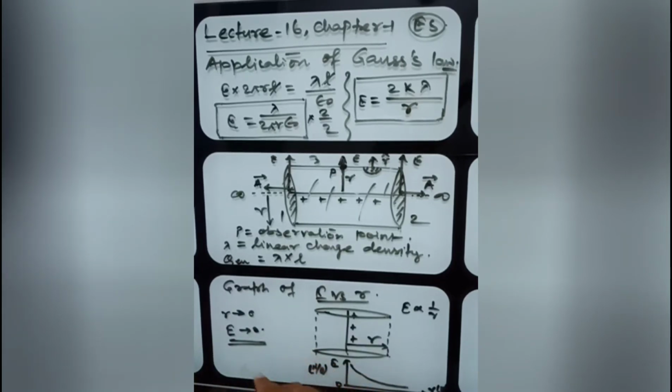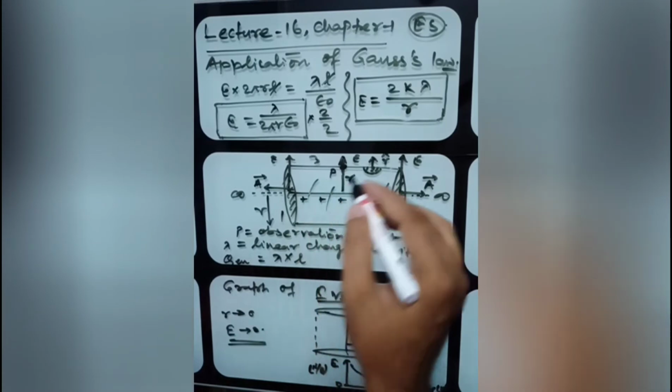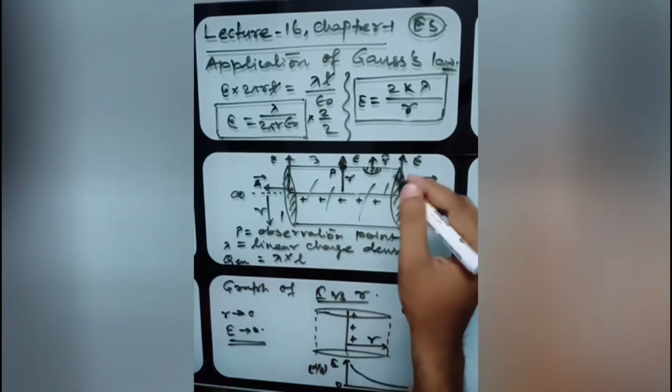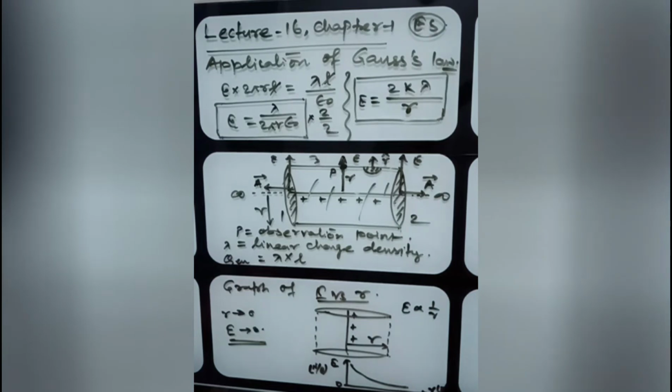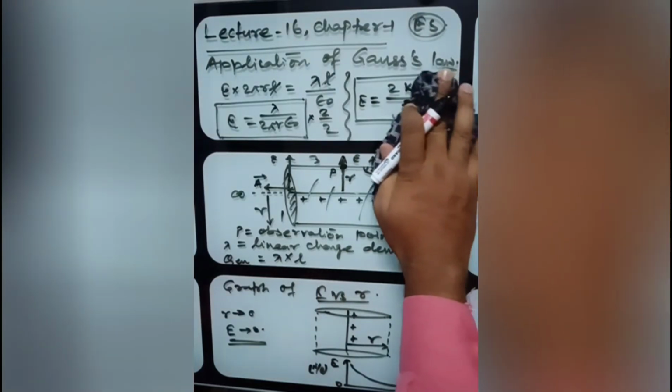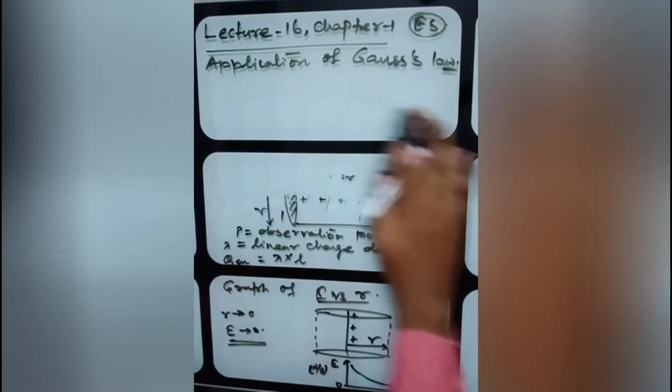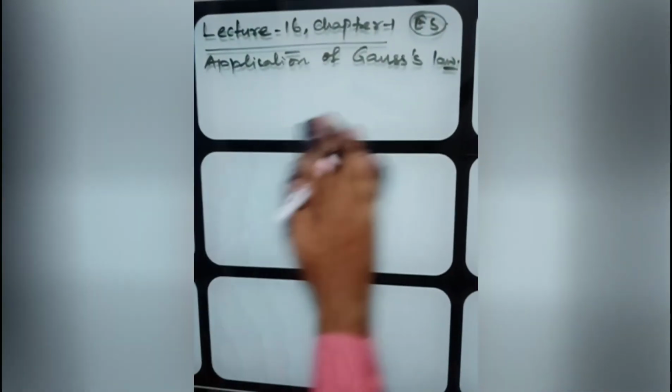Okay students, so this was the application. In the first application we studied how to find the electric field due to this charged linear conductor. Now the next application, students. In your NCERT there are 2 numericals you can solve now.